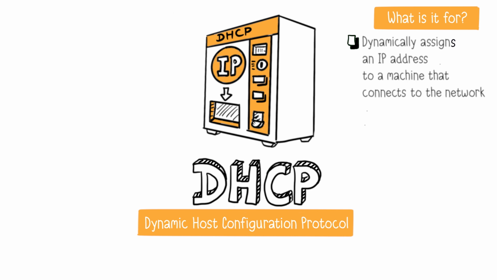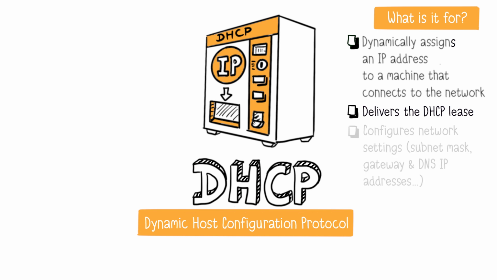Beyond the IP address, DHCP delivers additional information, including the DHCP lease. It is a time period during which information is allocated for the machine. This means that the IP address has a limited duration. Moreover, DHCP also configures other network settings, including the server's subnet mask, the gateway IP address, essentially a router or firewall allowing the server to communicate with a machine outside the network, and the DNS server's IP address.